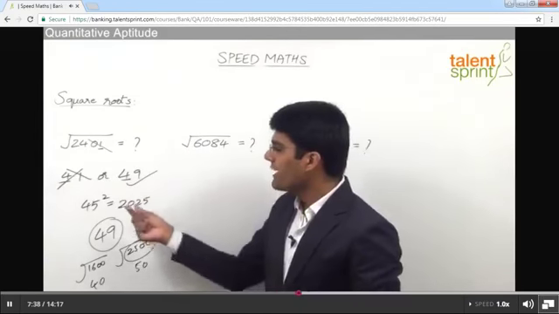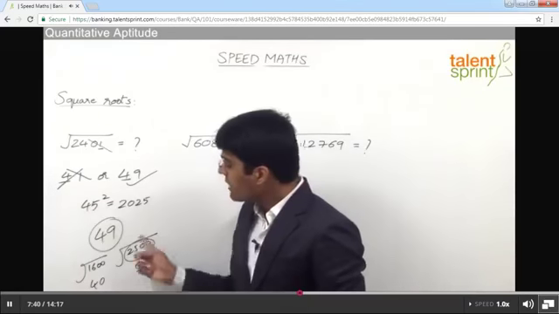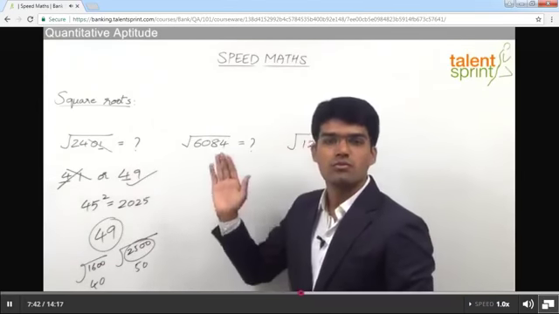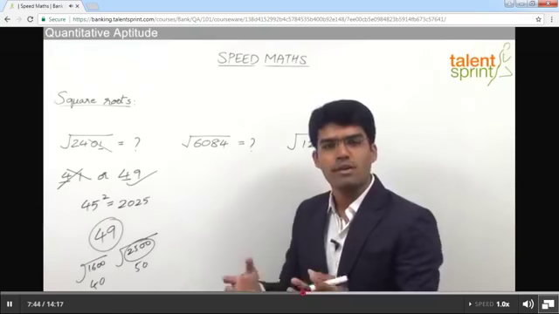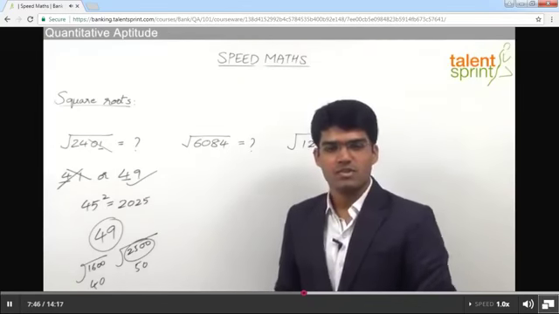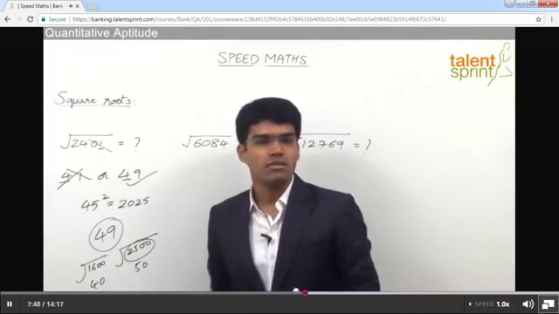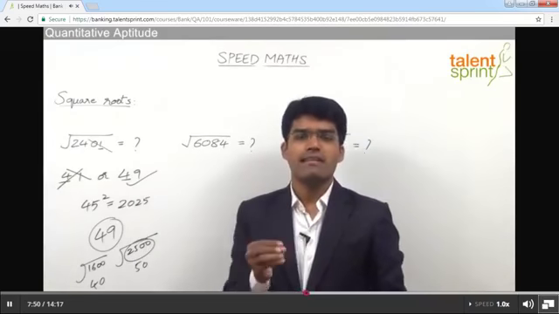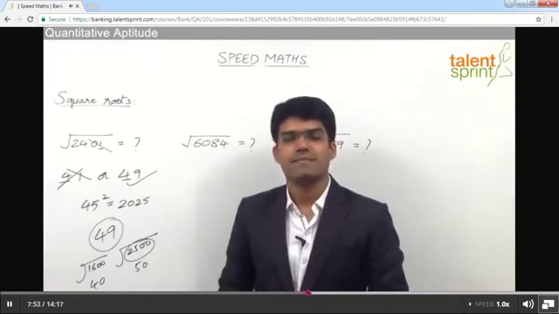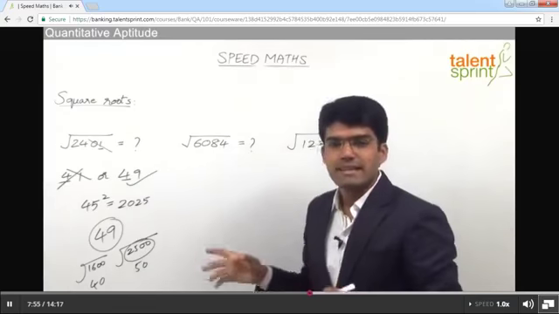So either you can find out the square of the middle number, or you can check whether the given number is closer to 40 square or 50 square, and accordingly decide what's the correct answer. So using these three steps, we can find out the square root of a perfect square in less than 3 to 4 seconds. Let us now take some more examples and get the clear picture here.